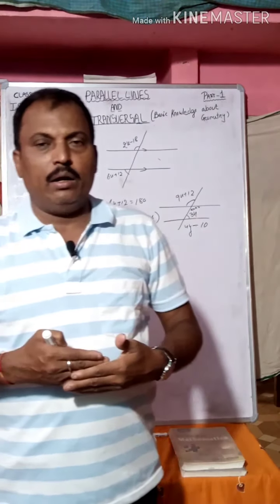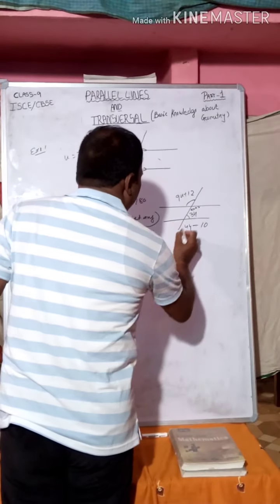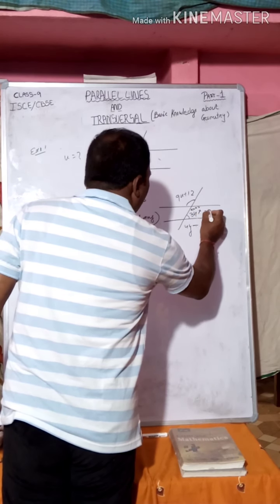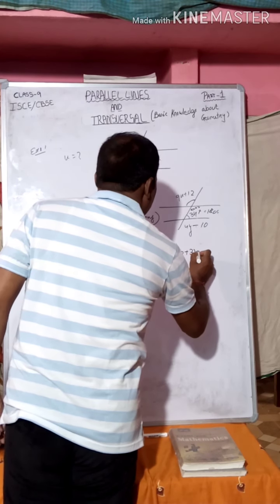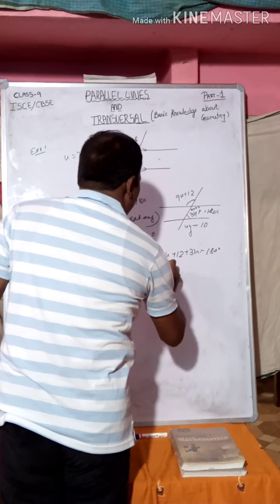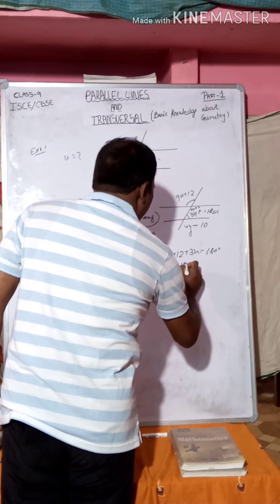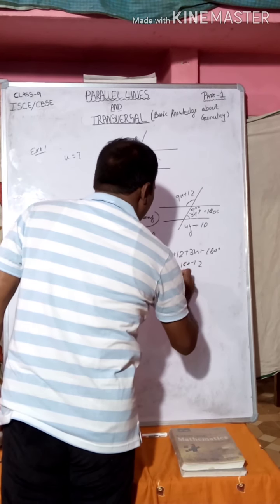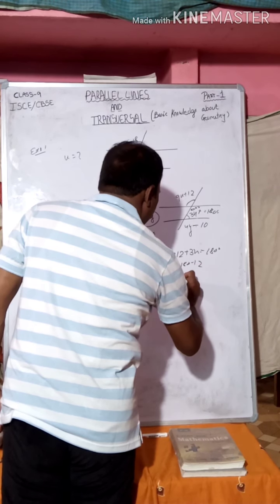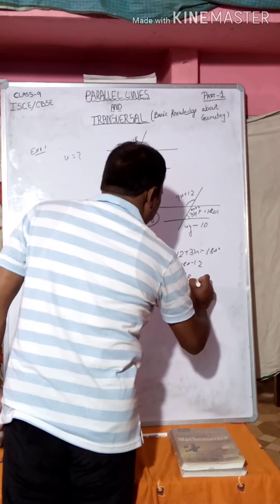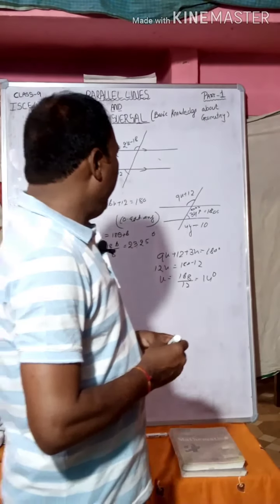What type of angles are they? Co-interior angles. First find out the value of x. The sum of the co-interior angles is equal to 180 degrees. So 9x plus 12 plus 3x is equal to 180 degrees. So 9x plus 3x, that is 12x, is equal to 180 minus 12. So x is equal to 168 by 12, which is 14. The value of x is 14 degrees.